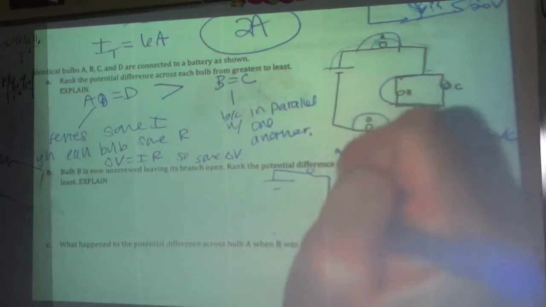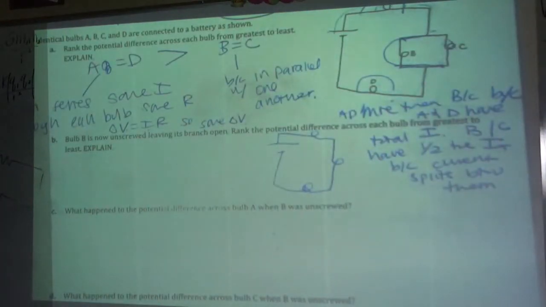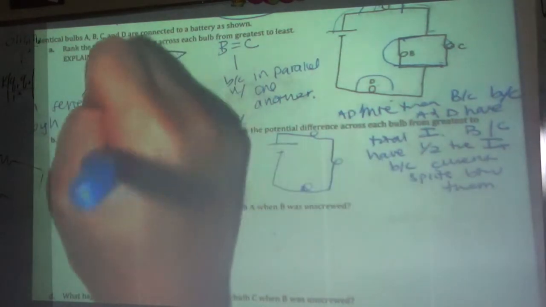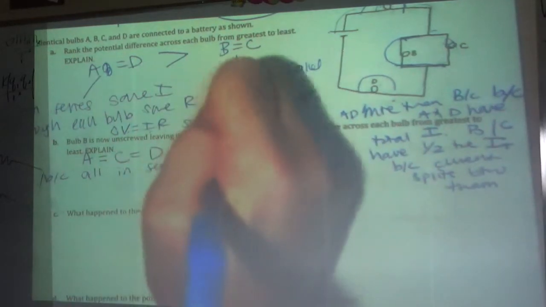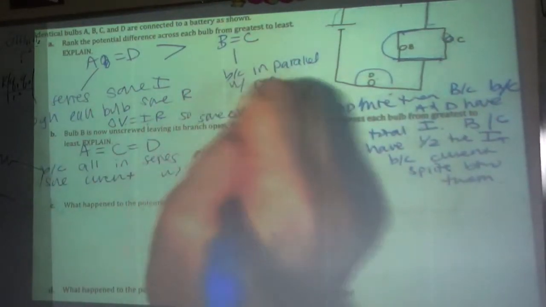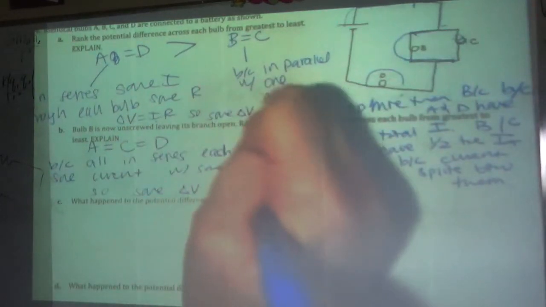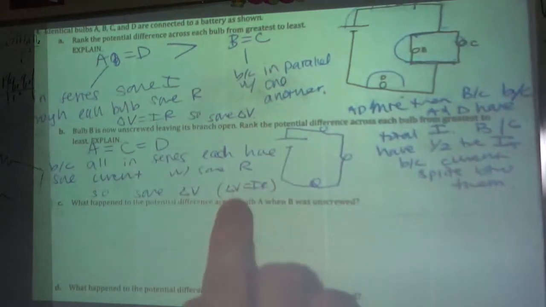All right, B, this bulb is now unscrewed, leaving its branch open, so now it is just A, C, and D. That's a terrible drawing. Now we're going to rate the potential difference across each bulb from greatest to least, so you should be saying that A equals C equals D because they are all in series. They each have the same current, the I total, with the same resistance, so that means the same V, because delta V equals IR, so if these two are the same, then the third has to be the same.